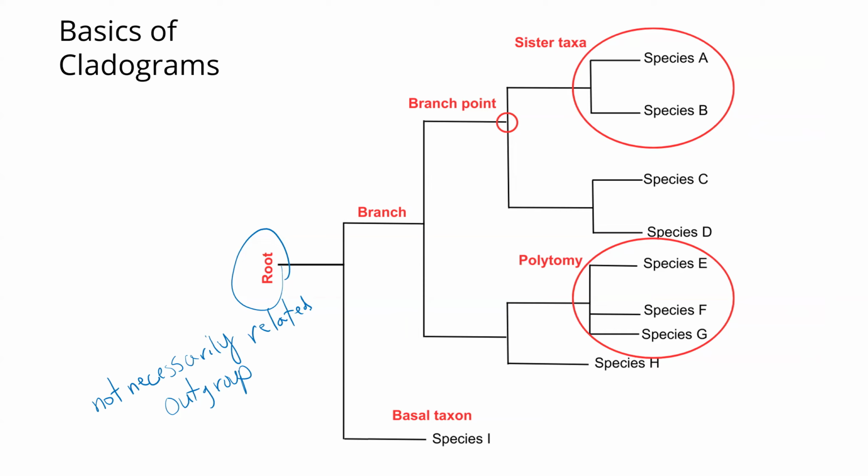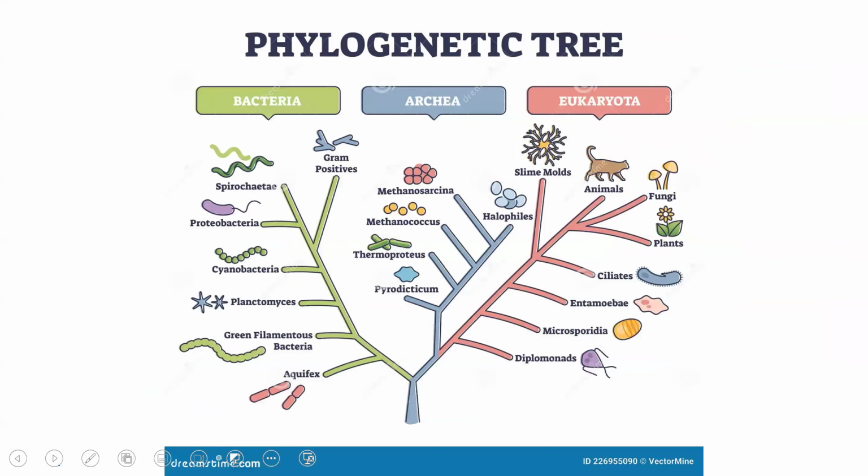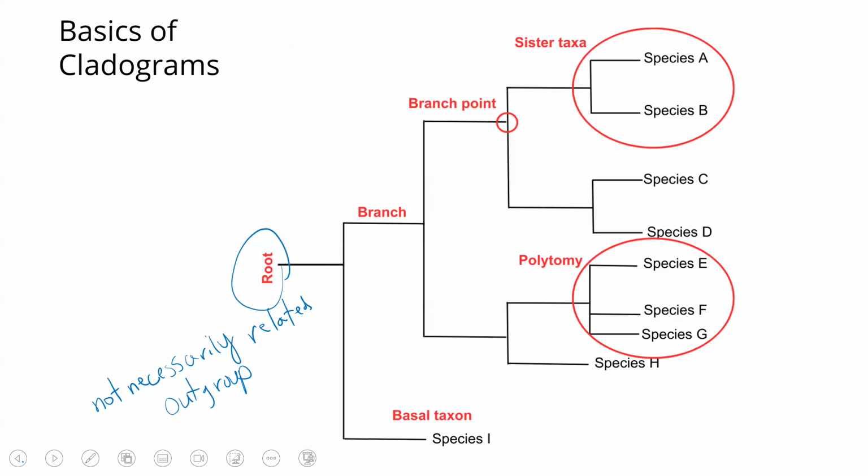A basal taxon is the earliest taxa within a group. So it is related. So the root, and I think I have an example on the next page. It might help a little bit. No, I don't. Shoot.